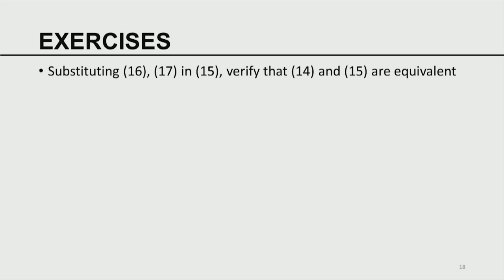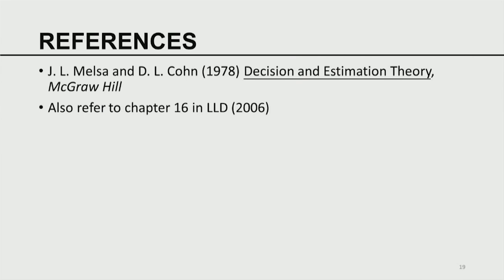What is the exercise? The exercise is substituting 16 and 17 in 15, verify that 14 and 15 are equivalent. Again, I have already mentioned this. This relates to the principle of perfecting the square in the matrix vector notation. Algebraically it is non-trivial, please do that. A reference for this is Melsa and Cohen, Decision and Estimation Theory, McGraw-Hill. Also you can refer to our chapter 16, Lewis, Lakshmivarajan, Dhall, 2006. With that we conclude an elementary discussion of the Bayesian least squares estimation. Thank you.